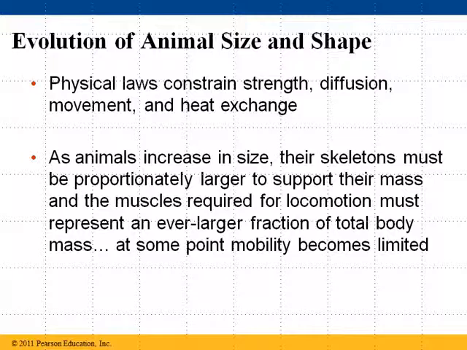As animals increase in size, their skeletons must be proportionally larger to support that mass, and their muscles have to be proportionally larger if they're going to move around. If you get up to a certain size, think about, for example, a blue whale. A blue whale's body plan is only efficient within the water. If you were to bring a blue whale up onto the shore, you would find that it doesn't have the internal skeletal structure or even the muscular structure to effectively move around and survive. It has to rely on the buoyancy of the water to support such a large body size. So there becomes a physical point at which mobility becomes limited, and there are physical constraints on the size and shape of creatures.